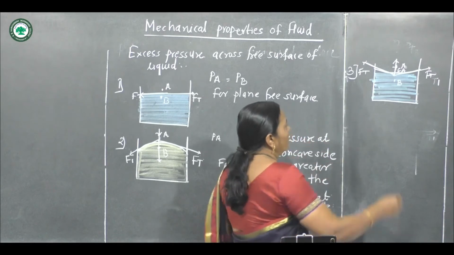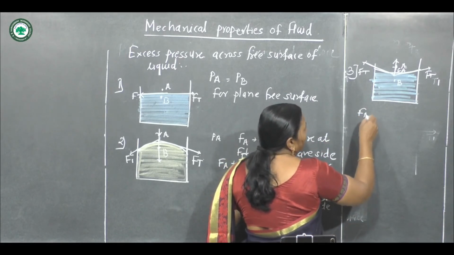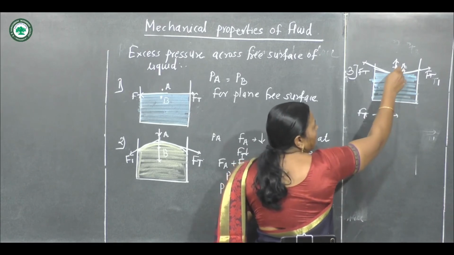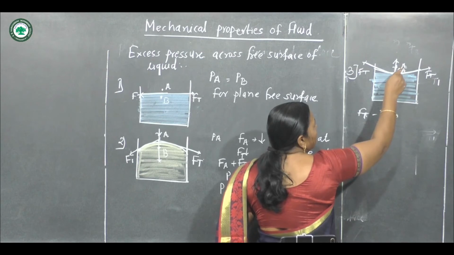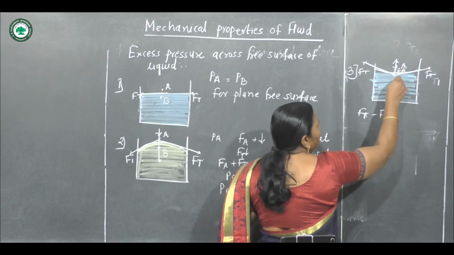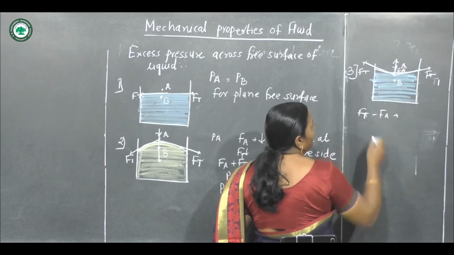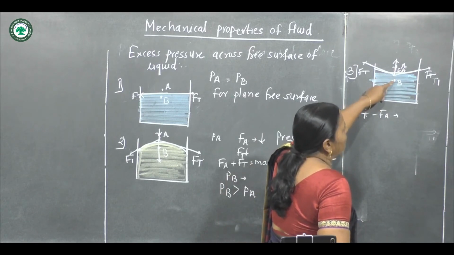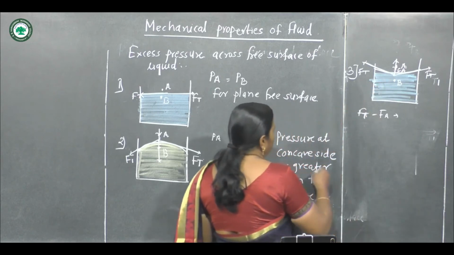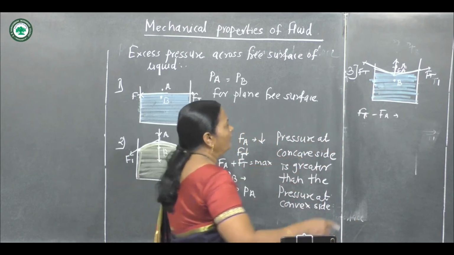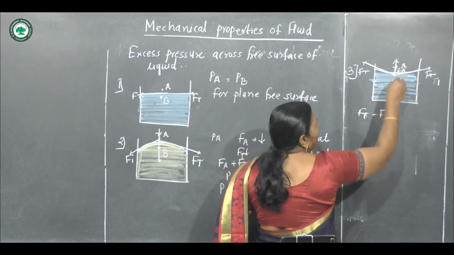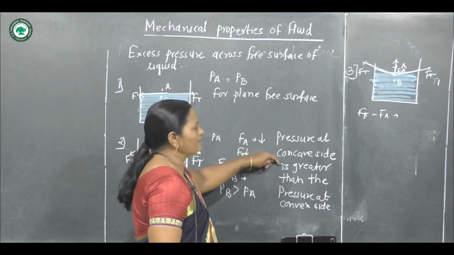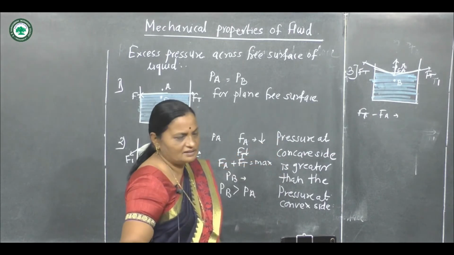Now in this case, Ft minus Fa is less, and the pressure developed at this point is less. We can say that at the concave side the pressure is larger than at this point B. Thus we can say that the pressure at the concave side is greater than the pressure at the convex side.